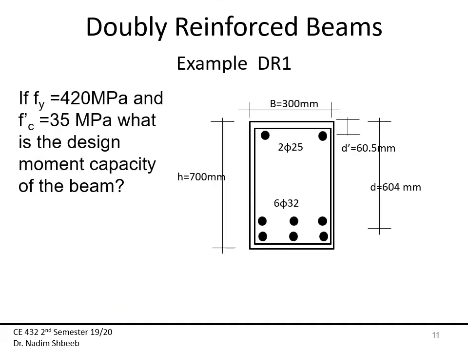So let's start off with an example. In this example, I'm assuming that my f_y is equal to 420 and f'_c is 35 megapascals. He's asking me for the design moment capacity of the beam, so again this is an analysis type of question. I'm giving you everything: the compressive steel as 2φ25, the tensile steel as 6φ32, my h is 700, my b is 300, d' is 60.5, and then d is equal to 604 millimeters.